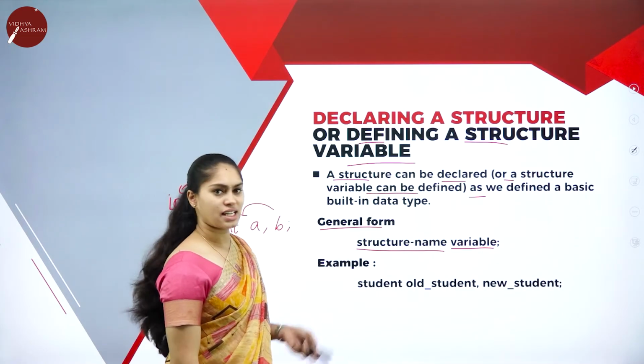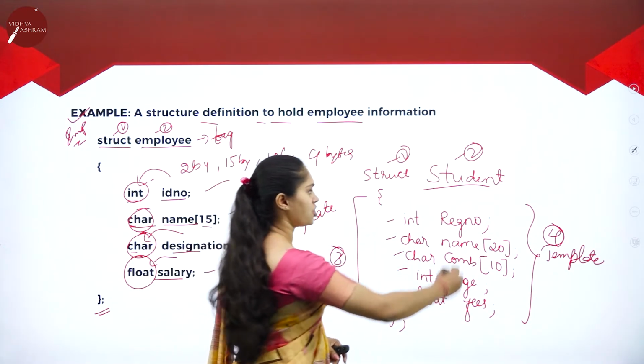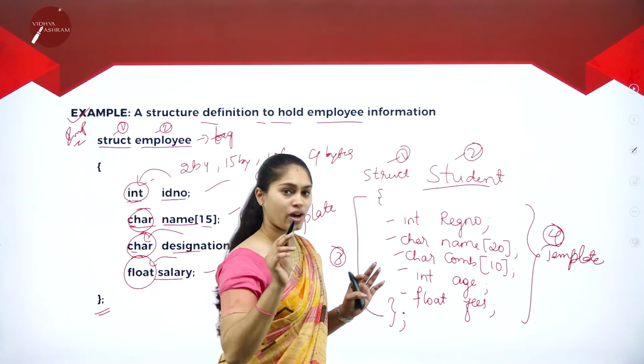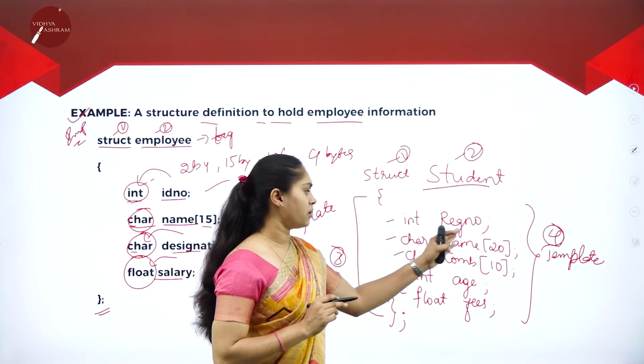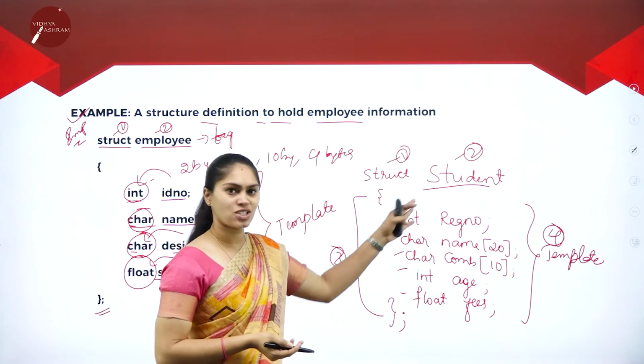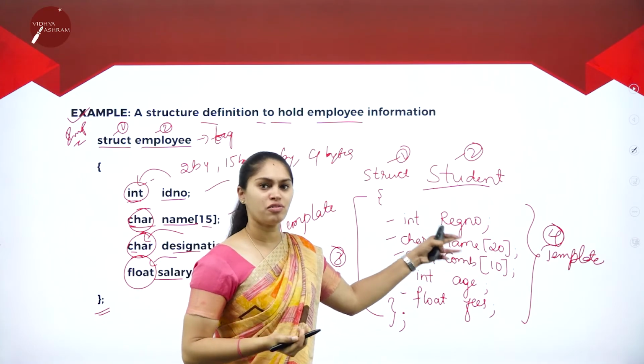So, just consider the previous example. Here, what is the name of the structure? Student. I wanted to access the details of student 1 with respect to the register number, name, combination, age and fees and all. How can I access all these members, or how can I get to know the register number of the first student?